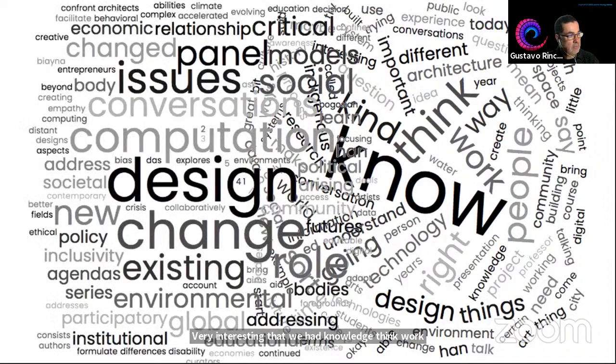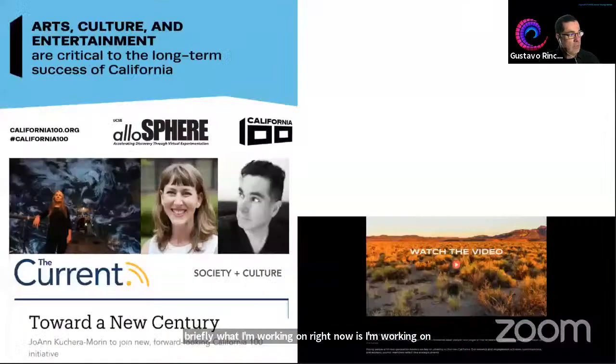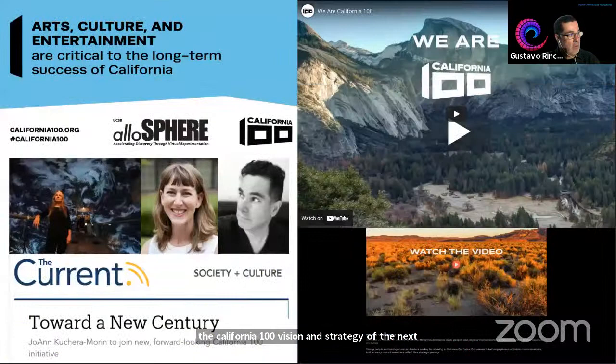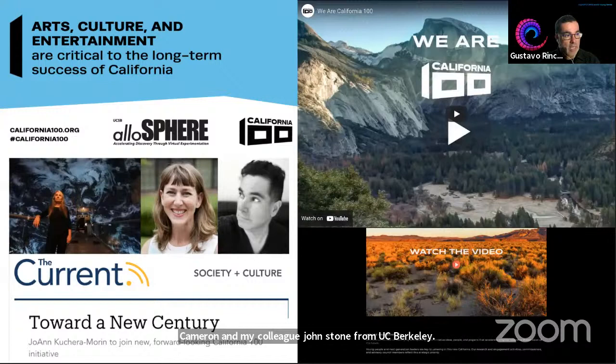Briefly, what I'm working on right now is the California 100 Vision of Strategy for the Next Century. I'm part of a group with the Allosphere Research Group with Dr. Pichera Marin and my colleague, Jean Johnstone from UC Berkeley, Goldman School of Public Policy. I was tasked to look at the future of California arts, culture, and entertainment. I'm including architecture there. I'm looking at rewriting policy for 25, 50, 75, and 100 years into the future. How does an architect, or someone trained in architecture, write for policy? I don't know, but I'll let you know. And that's it. So thank you.